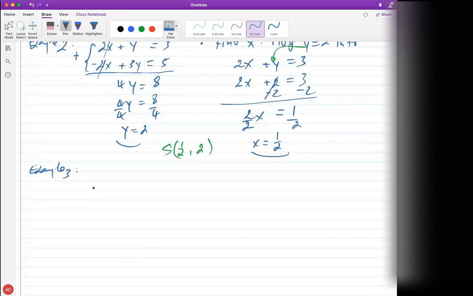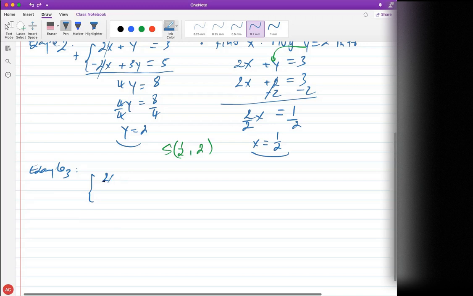Example 3 here. Oh snap! My mic was off. So here we can have something like this. Maybe, okay, so 2x, maybe 3x.